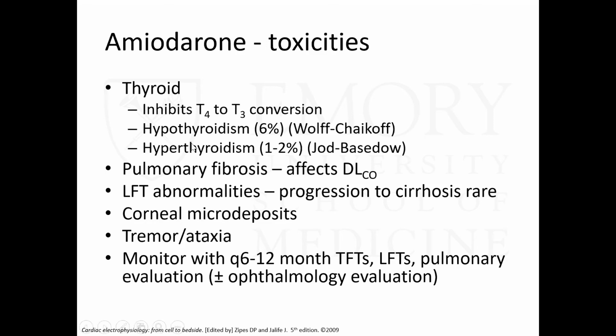Amiodarone in older people, when they're on it chronically, can cause a fair number of neurological problems, tremor and ataxia, and that's worth thinking about. But generally for outpatients who are on amiodarone, we do monitor thyroid tests, liver tests, and some kind of pulmonary evaluation. I generally do it about once a year or so, but those are important to remember.